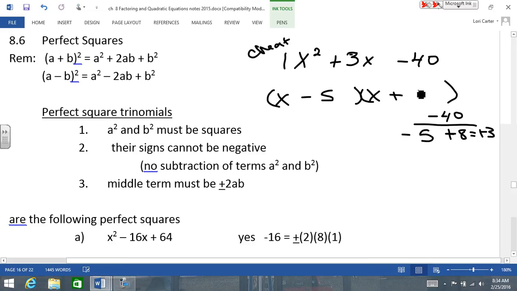That's cheating. That's totally cheating and we like it. Okay, so we can cheat on that one because of the 1. That's the first kind you learn.